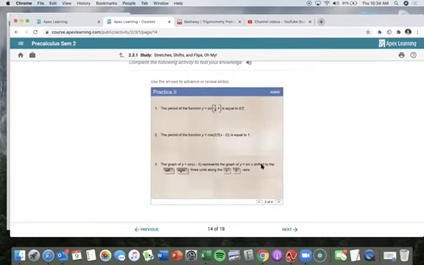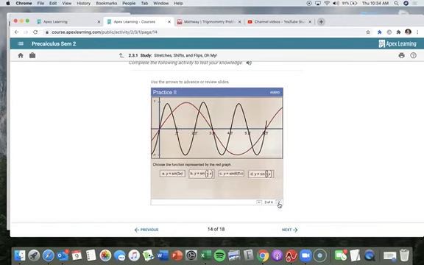Then here, if I have y equals sine of x minus 3, it represents that the graph should be shifted to the right along the x-axis. It's to the right because it's subtracting, and we're moving along the x-axis.